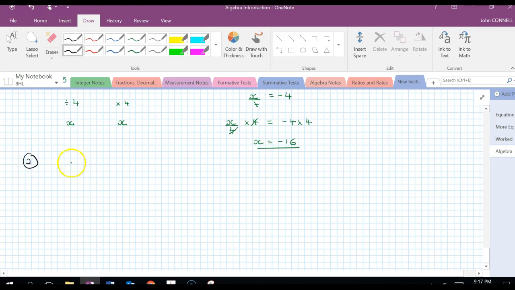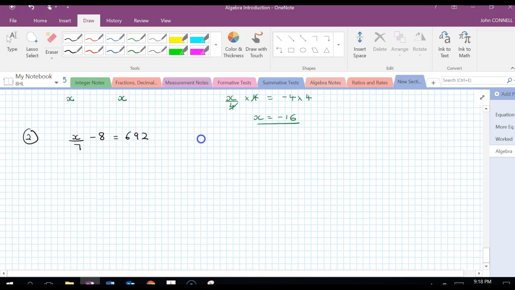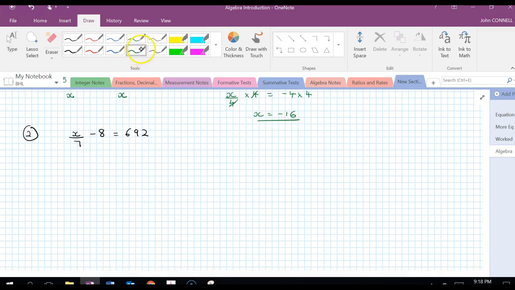Now in our second example, we had x on 7 take 8 equals 692. It looks daunting because of all the numbers that we've got there, but it's the same process. So what we did is we started with x, we divide by 7, and then we take 8. So if I'm going to undo this, I'm going to have to add 8 and multiply by 7. So this is equal to x.